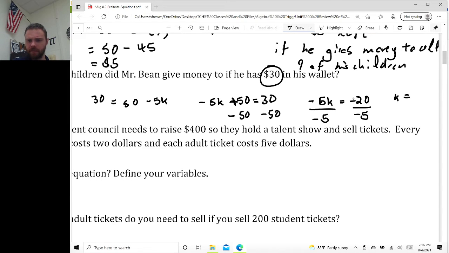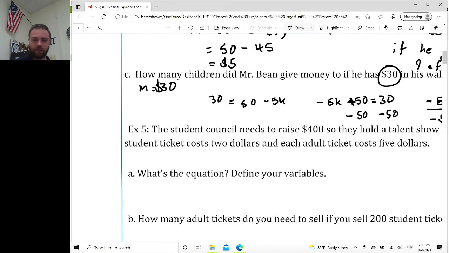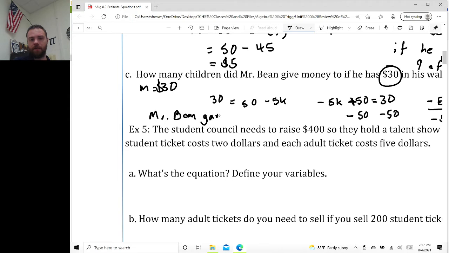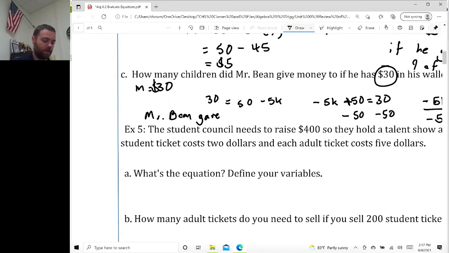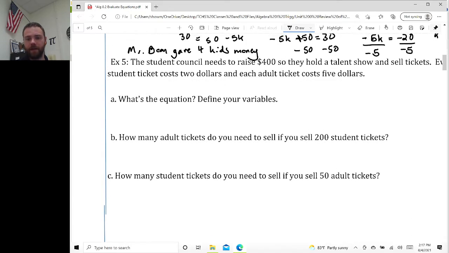Well, we just said that a negative divided by a negative is a positive. So negative divided by negative is going to be positive, and then 20 divided by 5 is going to be 4. So how many children did Mr. Bean give money to? Mr. Bean gave four kids money. And you could even take it a step further and say if he has $30 in his wallet. And we found that out, so that's pretty good.